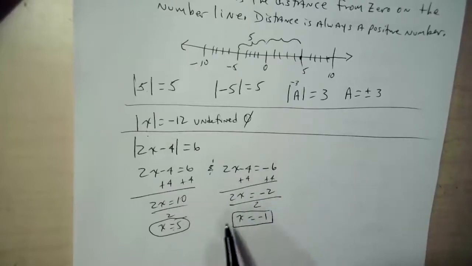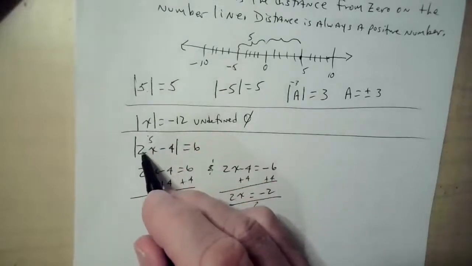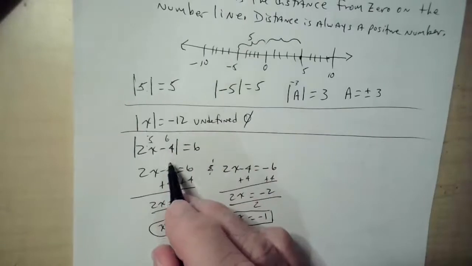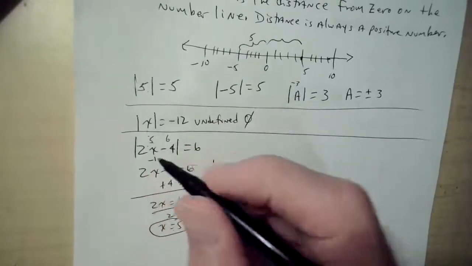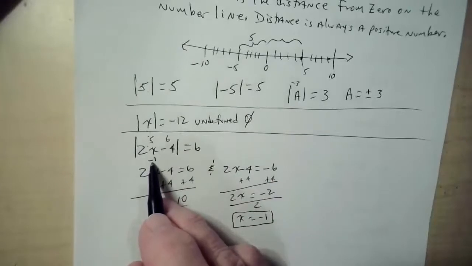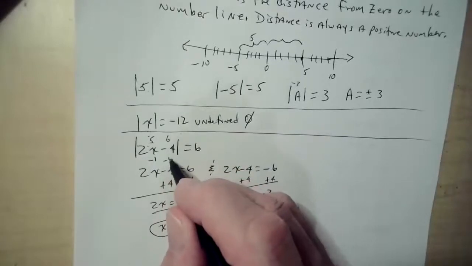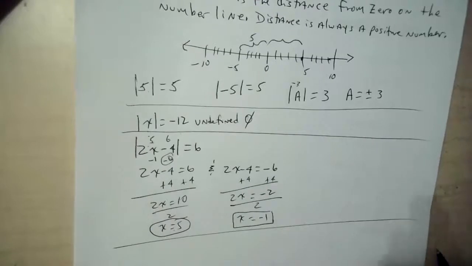So if you plug these back into here, if we put 5 in here, 2 times 5 is 10, 10 minus 4 is 6, and the absolute value of 6 is 6. Now if we put -1 in here, 2 times -1 is -2, -2 minus 4 is -6, and the absolute value of -6 is 6. So we are correct.